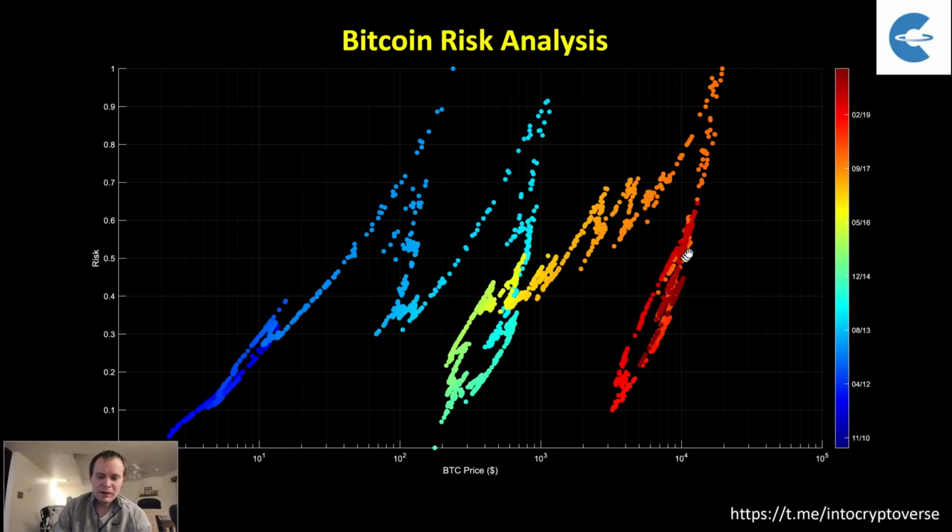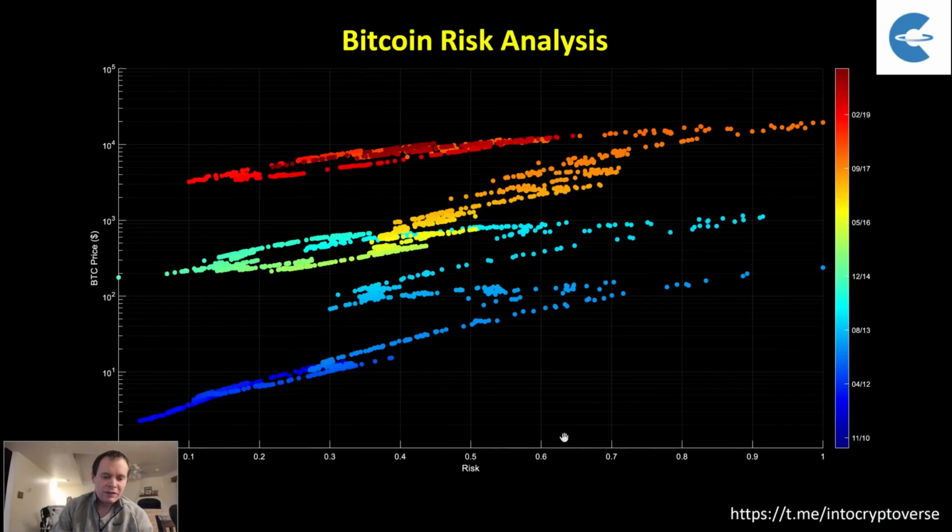So eventually we would expect this to break out into another speculative bubble phase, probably peaking somewhere around 6 figures, sometime in 2023, plus or minus 6 months or so. Here is the same graph, but I just inverted the axes, since some people prefer to look at Bitcoin price on the y-axis as opposed to the x-axis.